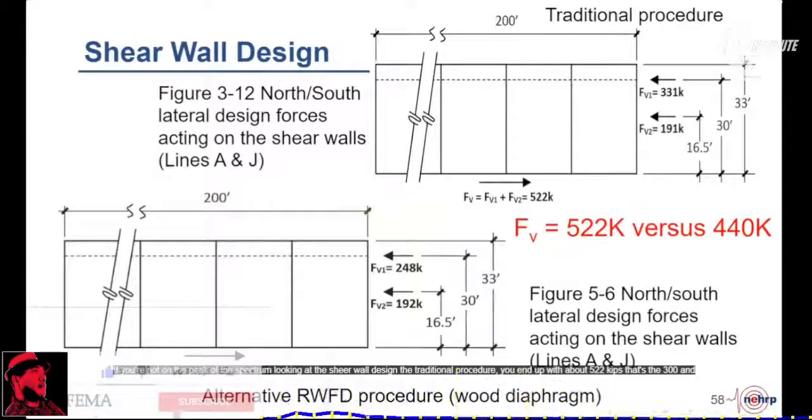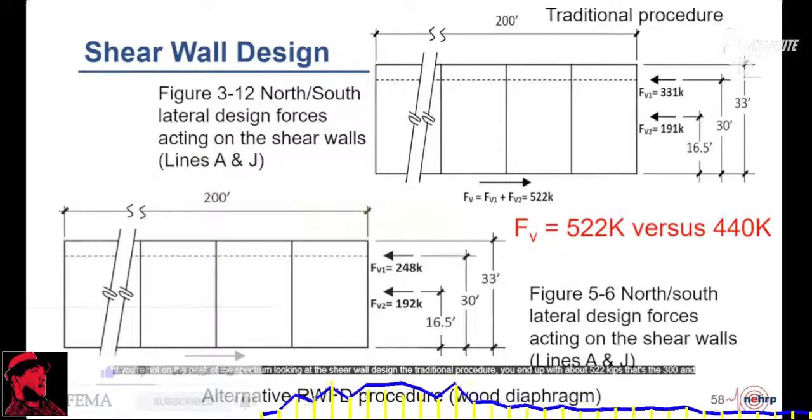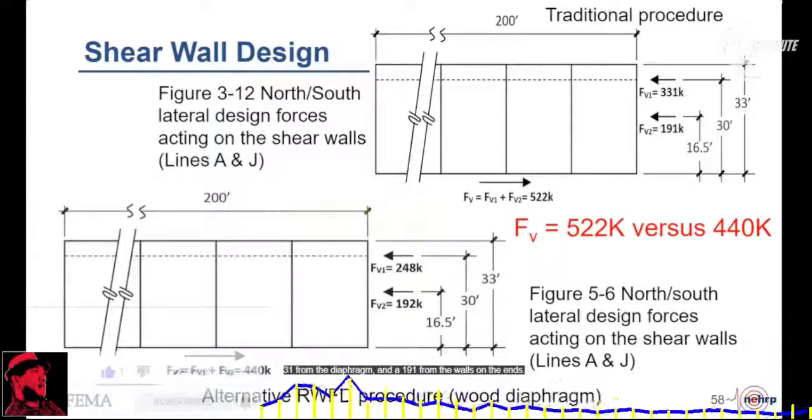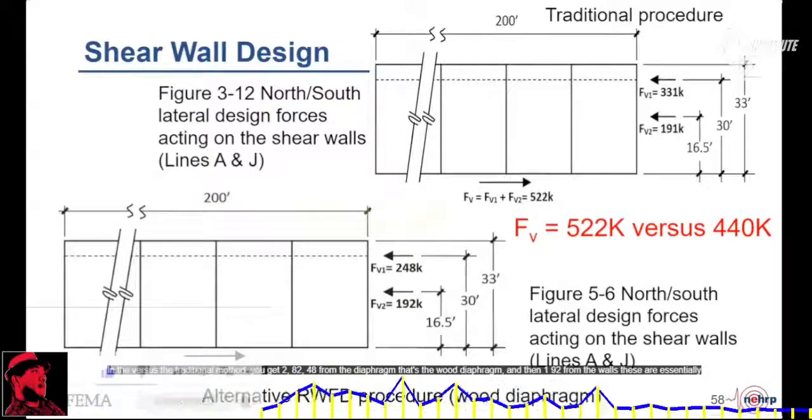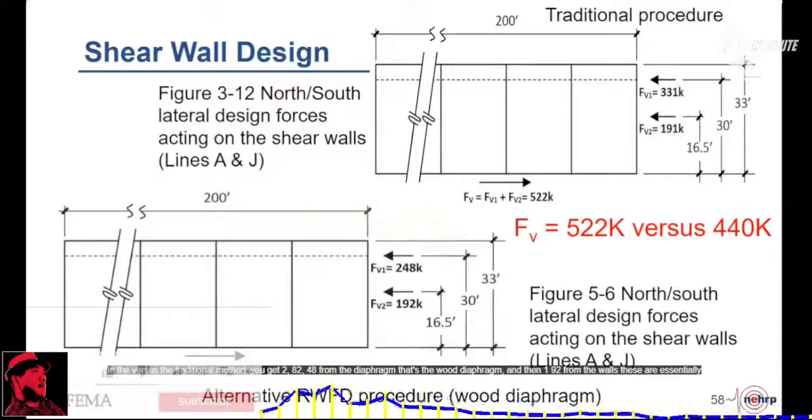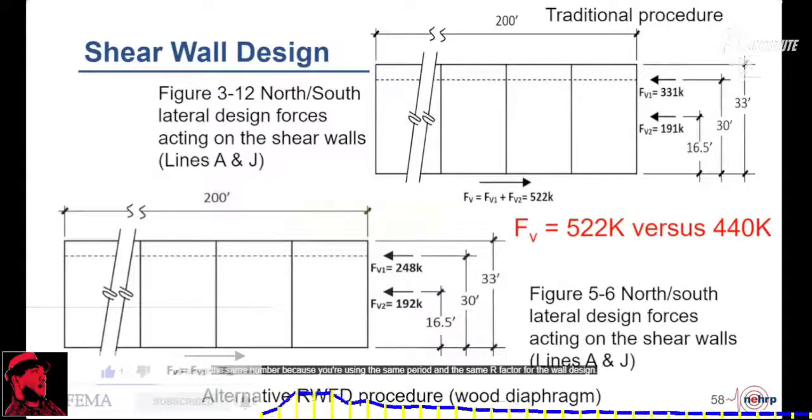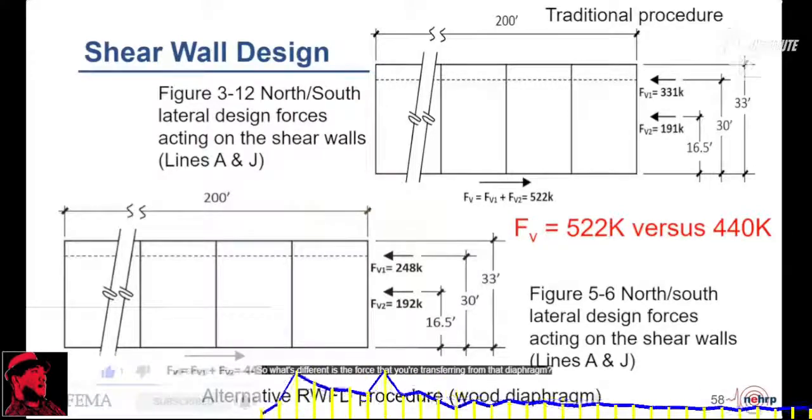Looking at the shear wall design, with the traditional procedure you end up with about 522 kips. That's the 331 from the diaphragm and 191 from the walls on the ends. Versus the alternative method, you get 248 from the diaphragm, that's the wood diaphragm, and then 192 from the walls. These are essentially the same number because you're using the same period and the same R factor for the wall design. So what's different is the force that you're transferring from that diaphragm.